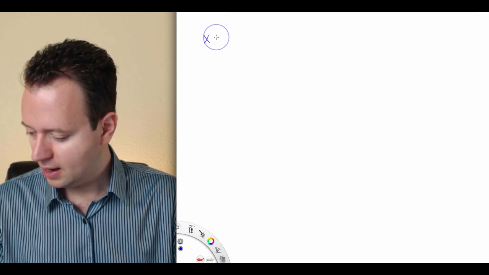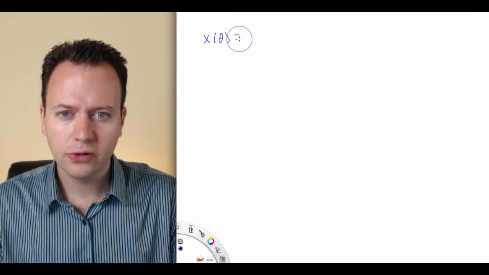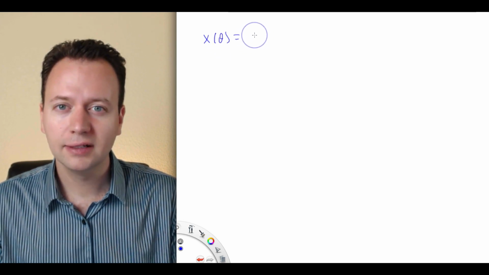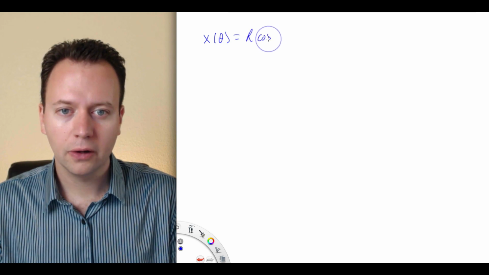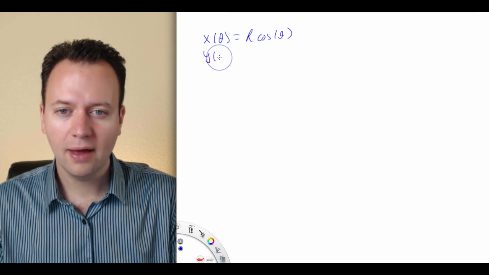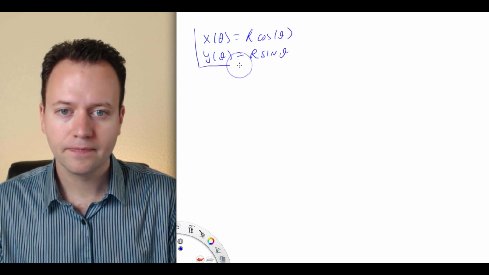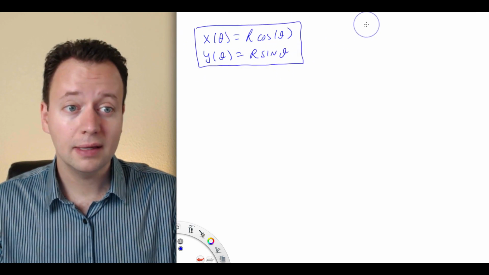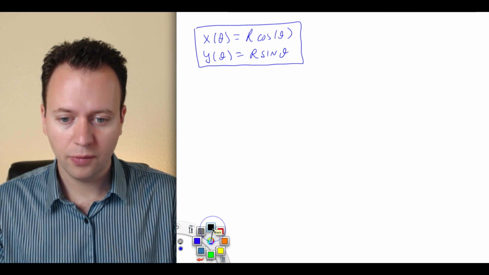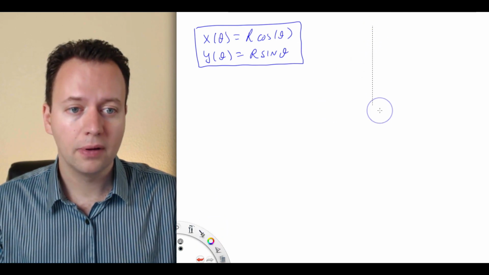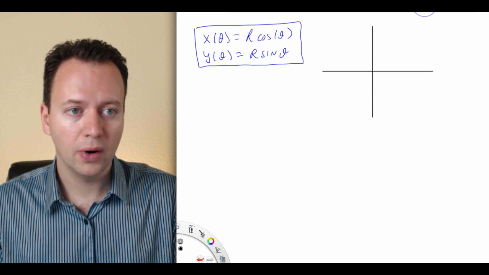Next, we're going to look at two specific examples of parametric equations. So the first one is one that we've actually seen quite often before. And for the parameter, we're going to use the variable theta. So x of theta is equal to r cosine of theta, and y of theta is equal to r sine of theta. So these equations should look very familiar because they describe a circle of radius r.